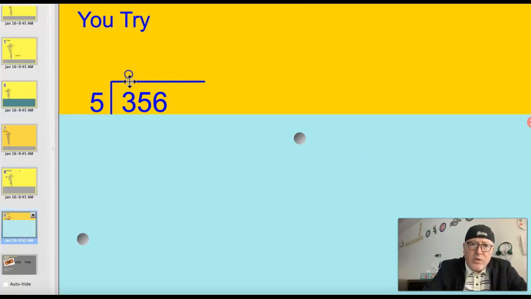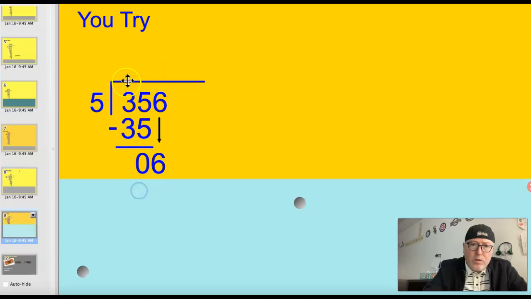5 fits into, I can't get my numbers to appear. Here we go. 5 does not fit into the 3. 5 does fit into 35 7 times. 7 times 5 is 35. When we subtract it out, we have 0. Bring down the 6.